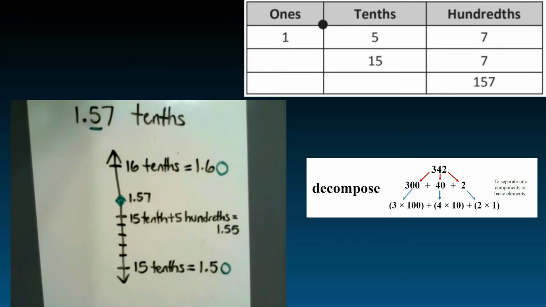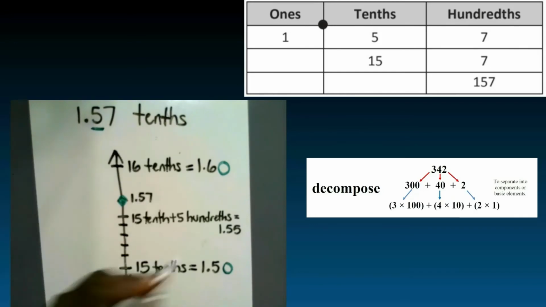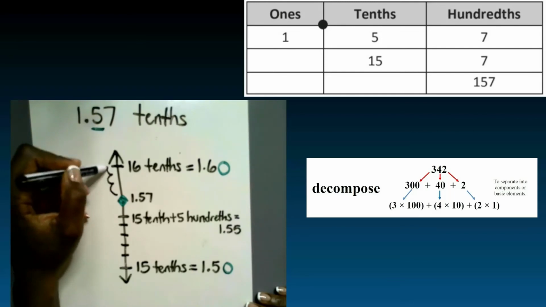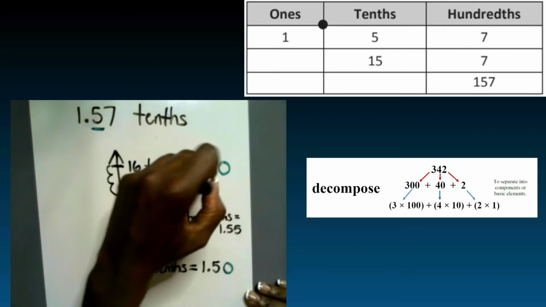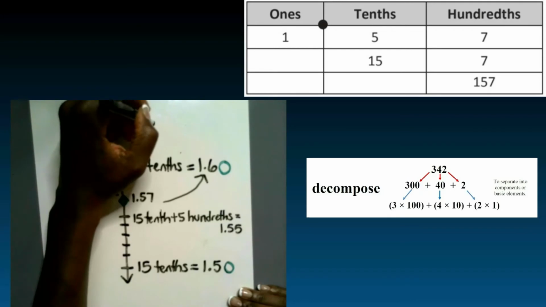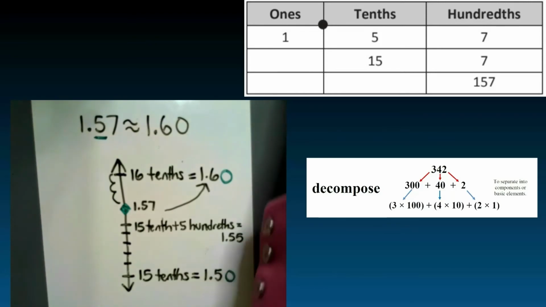Now looking at this, the last question I always ask is, is my number on the number line closer to 16/10, which is 1 and 6/10, or is it closer to 15/10? I can clearly see that this number is actually closer to 1 and 6/10. If I had to count, there would be only a few more jumps, 1, 2, 3, to get there. So when I'm rounding, 1 and 57/100 rounded to the nearest tenth is approximately 1.60, 1 and 6/10. So that's how we would round that one. Now what I'd like to do is put together everything we've learned here.